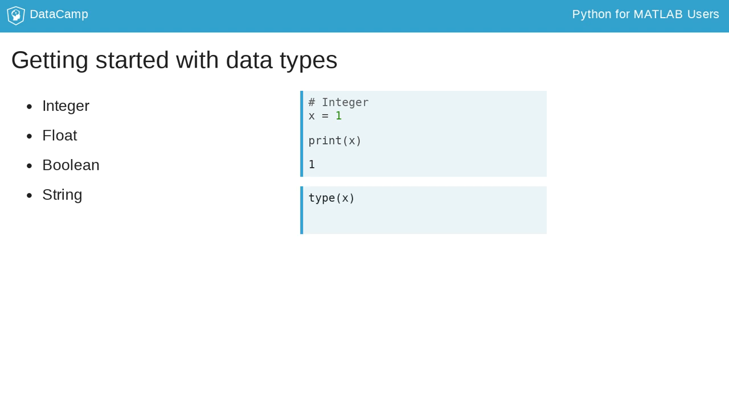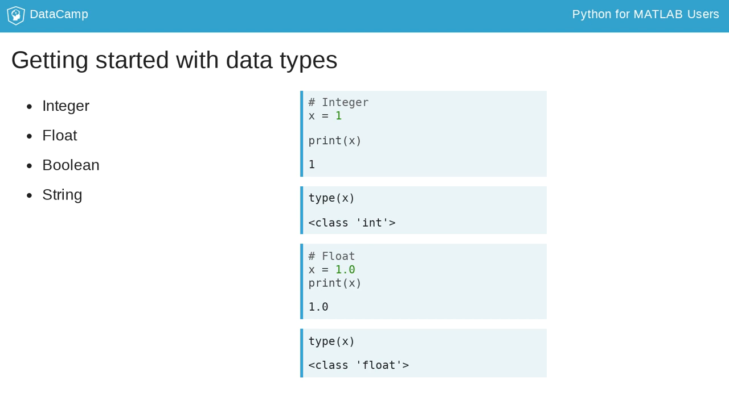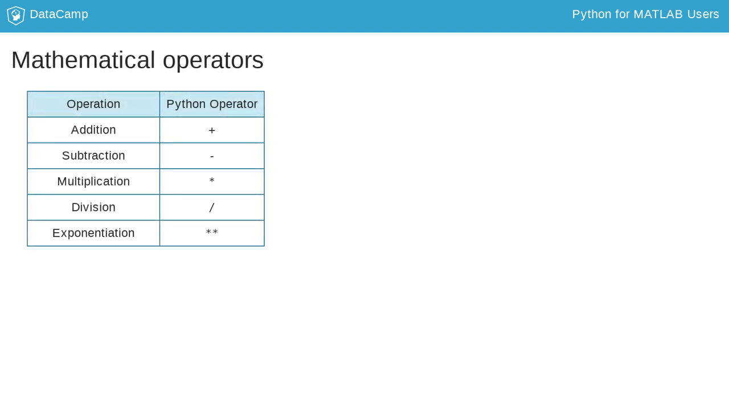We can use the type function to identify the type of the variable and print it to the console as well. We can see that the type of this variable is the int class. If we use a decimal, then Python saves the value as a float. Python supports many mathematical operations, including addition, subtraction, multiplication, division, and exponentiation. Except for exponentiation, the operators for each of these operations are identical to their MATLAB counterparts.